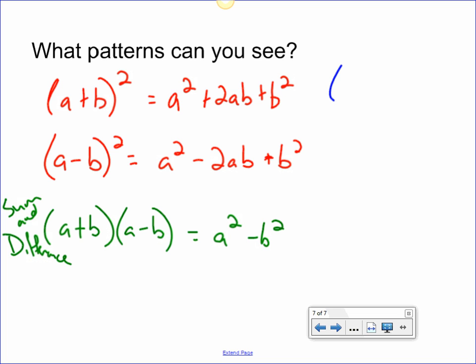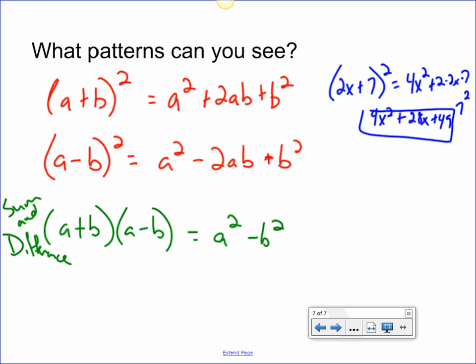Okay, so maybe a side note, if I asked you to do one of these really quickly, if I said take 2x plus 7 squared, hopefully we can see that I'm going to have to take the 2x squared, so that would be a 4x squared. I'm going to have to take 2 times the first term times the last term, and I'm going to have to take the last term and square it. So I'd have to take 7 squared. So I'd have a 4x squared plus 28x plus 49 for that one.